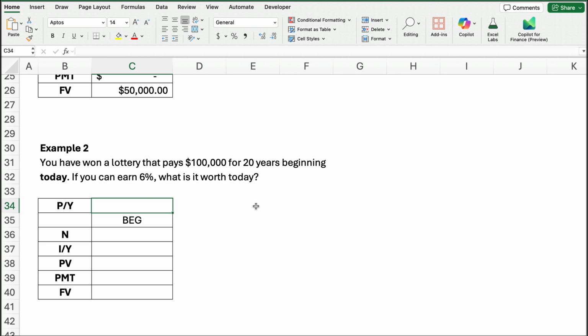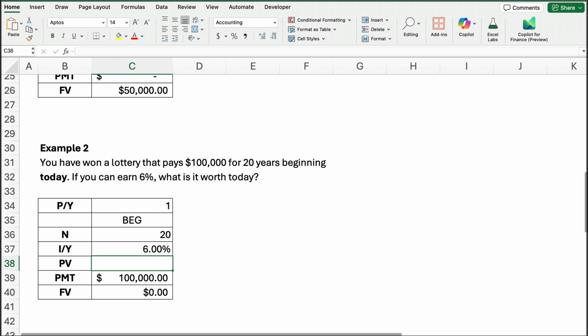Well, this is still an annual problem. Periods per year is 1. The number of periods is 20. The interest rate is 6%. We're trying to solve for present value. The payment is going to be $100,000 because it pays $100,000 each year beginning today, and there's no future value. So what is the present value of this calculation? What's the present value of this stream of equal payments?